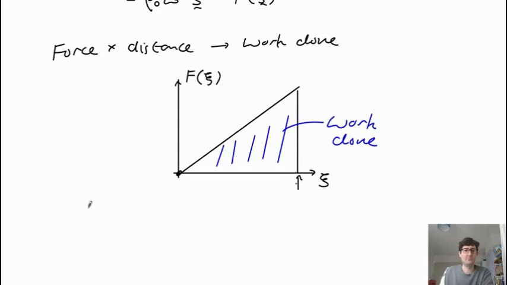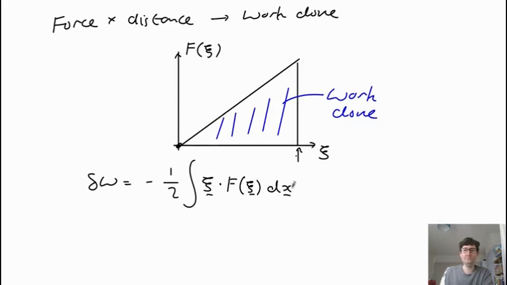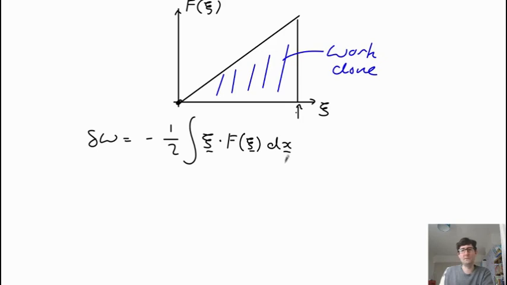And so we just write that the work done, which is the change in potential energy, is just minus a half because it's the triangle, and then it's the distance times the force, and then integrated over the whole volume of the plasma. And this is actually integrated over the plasma plus whatever's surrounding it, so in this case the vacuum.